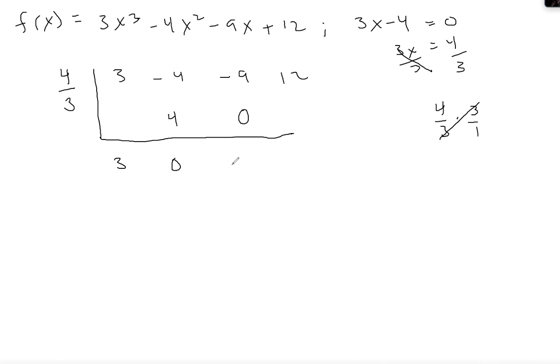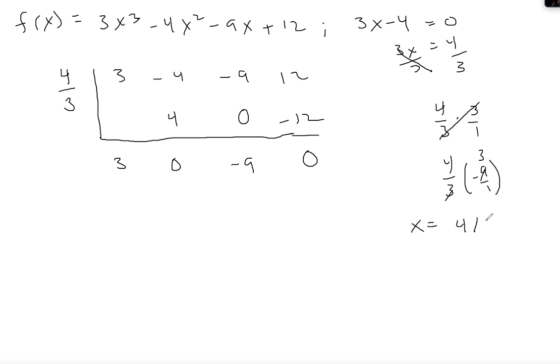-9 plus 0 is -9. And now I'm going to go 4/3 times -9. So that would go in 3 times, so that should be a -12 with that sign. And then there's that remainder 0 I would expect, because it's supposed to be a factor, so it should divide in evenly. So our first zero is going to be at x equals 4/3, which is the one that we got up there.